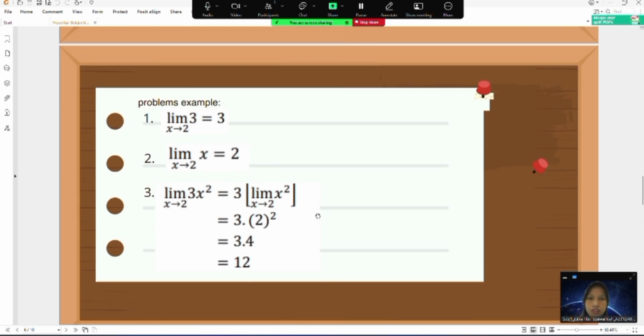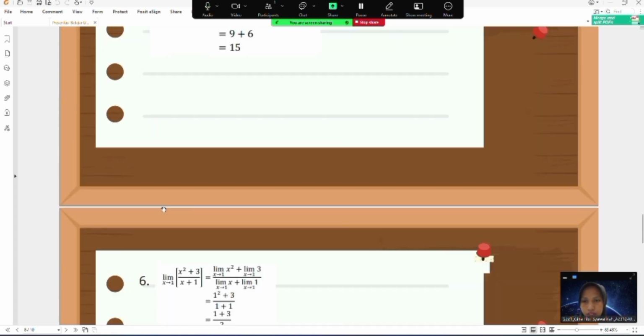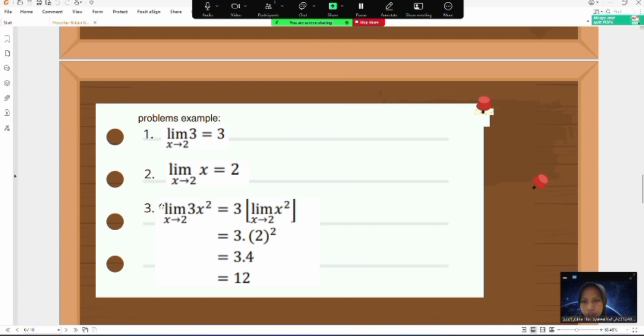Okay, I already explained about the topic. So to help all of you understand better, I will give further examples from each property. Okay, for the first one, I have some examples. I will explain it from the first.